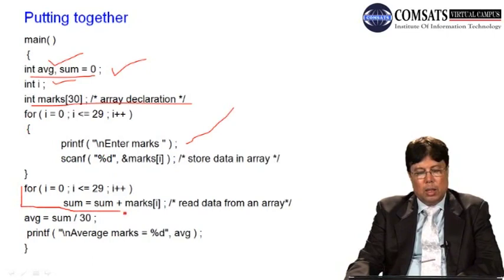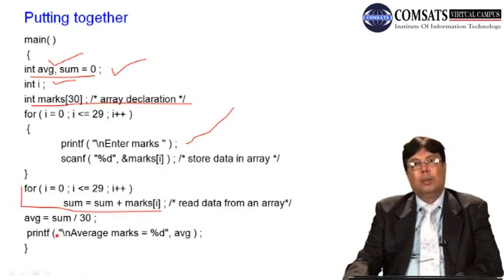Here I've just read the marks of each and every student, summed them up as a cumulative sum, the total sum, then I computed the average. Obviously this for loop has just one statement, so I don't need the curly brackets here. This is the body of this for loop. The average is computed and the value printed.